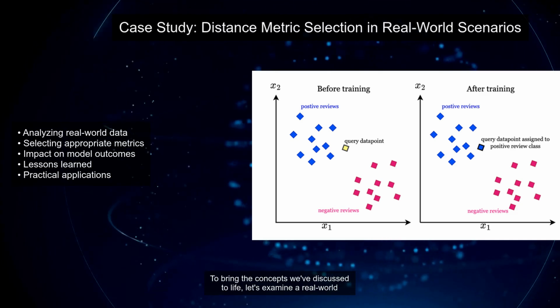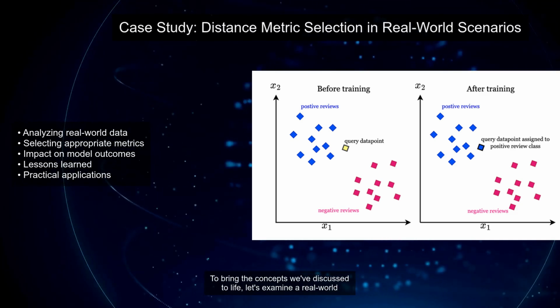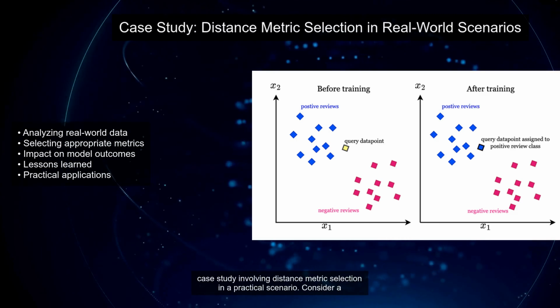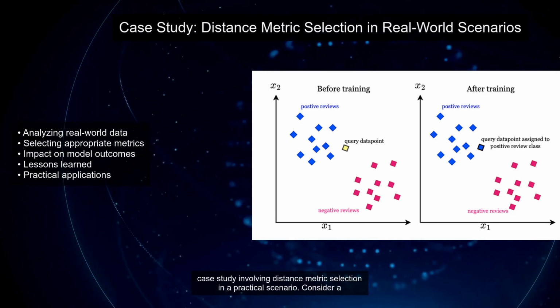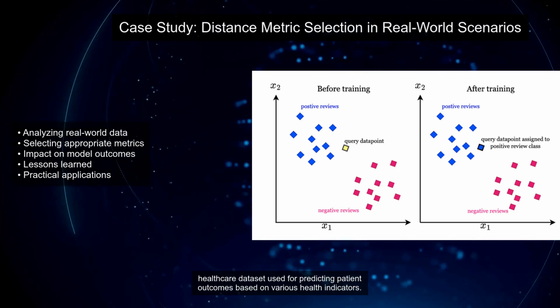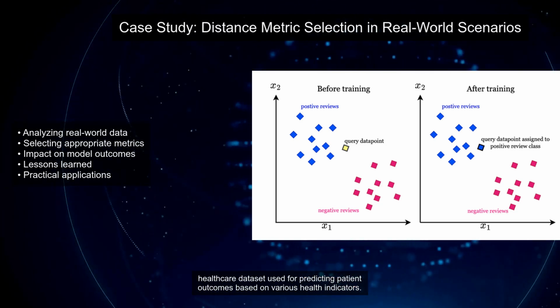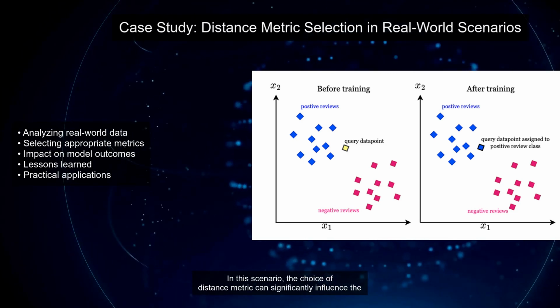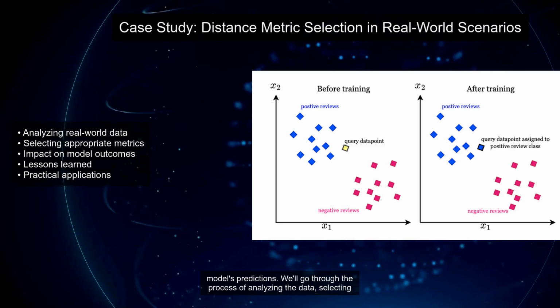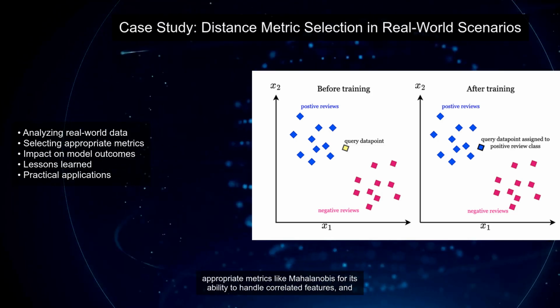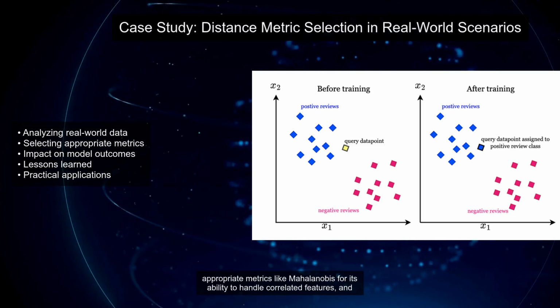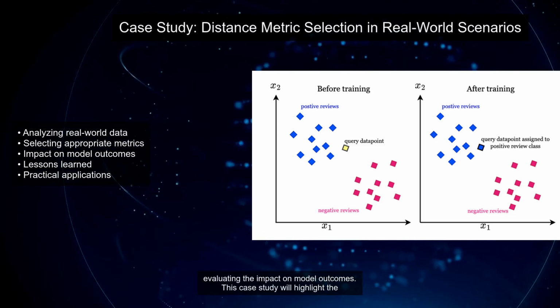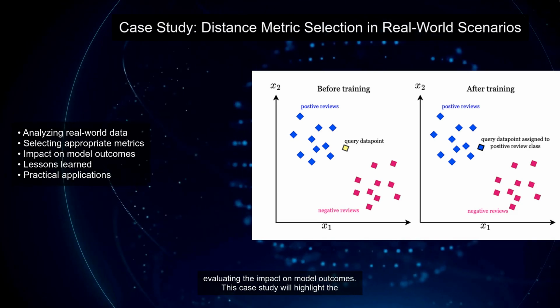To bring the concepts we've discussed to life, let's examine a real-world case study involving distance metric selection in a practical scenario. Consider a healthcare dataset used for predicting patient outcomes based on various health indicators. In this scenario, the choice of distance metric can significantly influence the model's predictions. We'll go through the process of analyzing the data, selecting appropriate metrics like Mahalanobis for its ability to handle correlated features, and evaluating the impact on model outcomes.